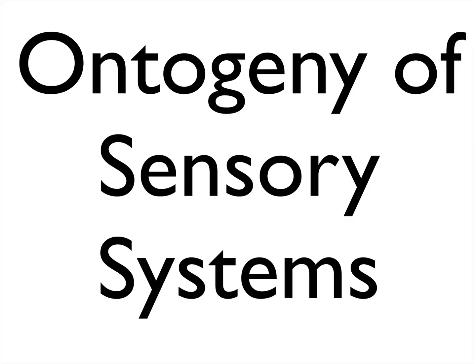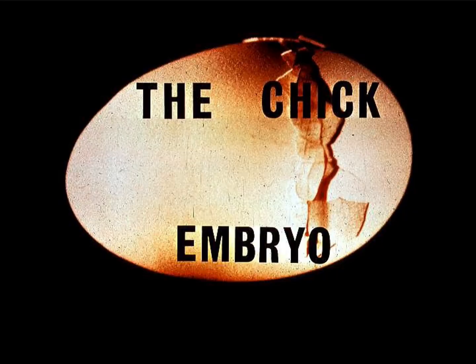Okay, so we've now seen the continuum of altricial to precocial. That feeds in to what I'm going to talk about now, which is the ontogeny of sensory systems, the development of sensory systems prenatally. And we're going to use as our example the precocial domestic chick embryo, which hatches on day 20. Now, I'm going to show you a film clip that shows embryonic development.